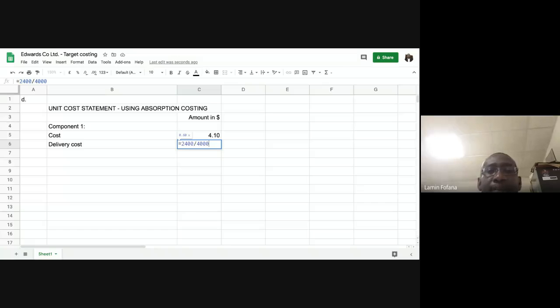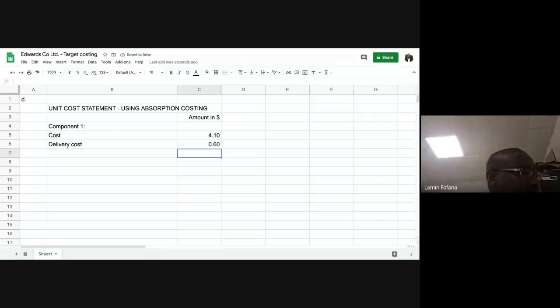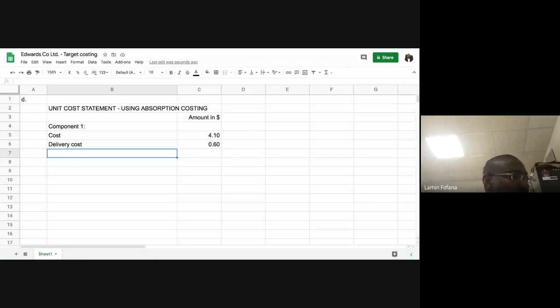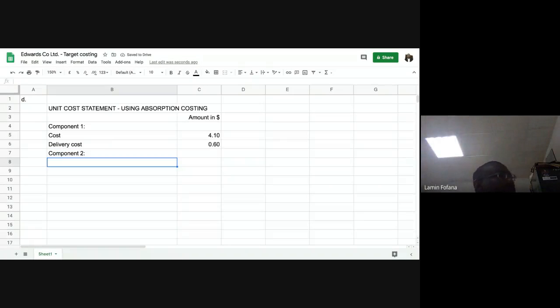So the badges are 4,000, and the cost for that 4,000 batch is 2,400. So if you want to find for each, you take the monetary value divided by the quantity in the batch. So 2,400 divided by 4,000 gives you 0.6. Okay, so now we go to component 2. Let's read component 2.